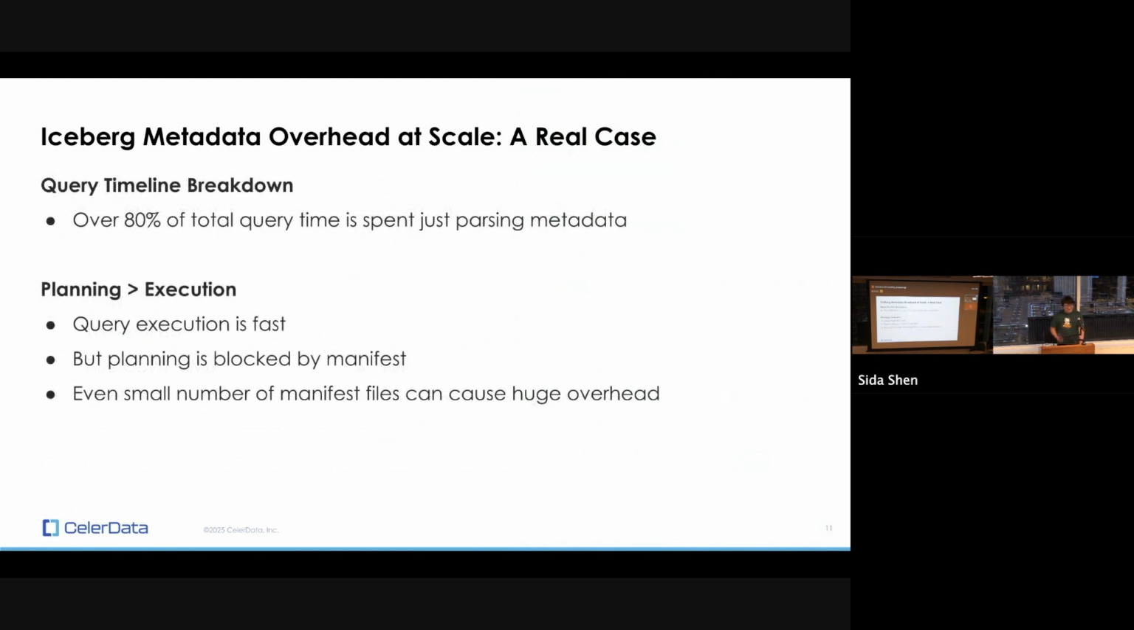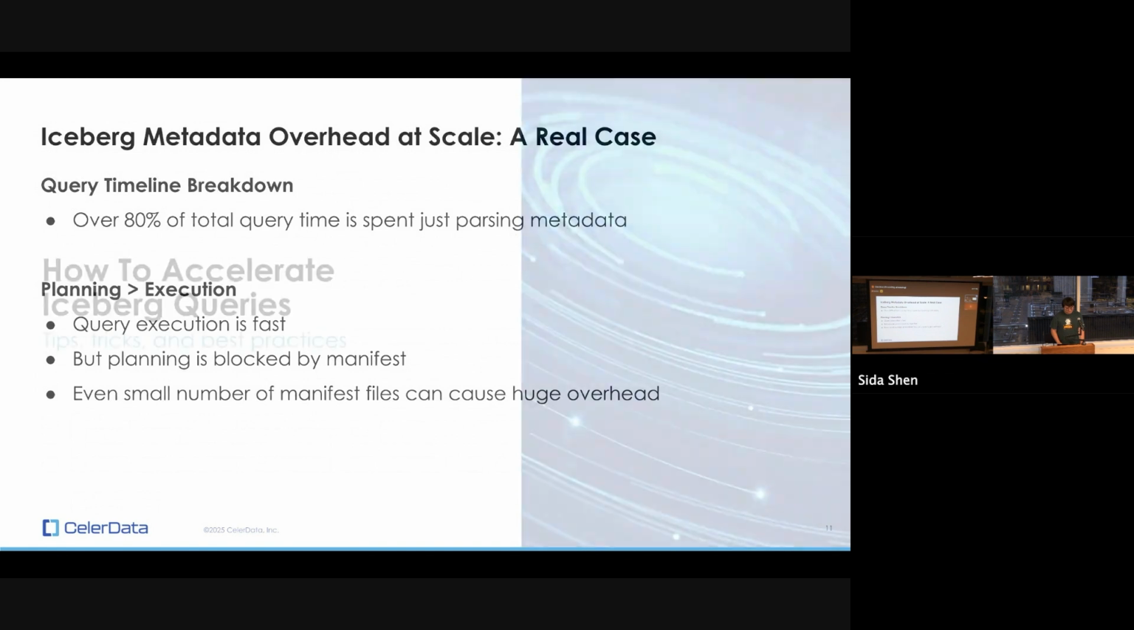So, yeah, the timeline breakdown. For a lot of users, over 80% of the query time is spent parsing metadata instead of actually executing the query. Query execution is fast, but planning is blocked by manifest lists, reading the Avro files, and deserializing the Avro files by a single node or very few nodes. Even a small number of manifest files can cause a huge bottleneck, because Avro files are inherently very expensive to deserialize.